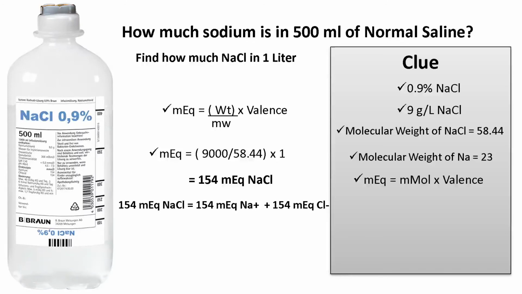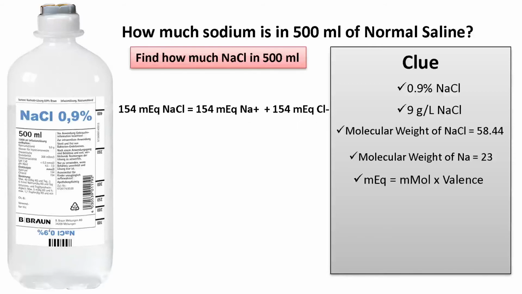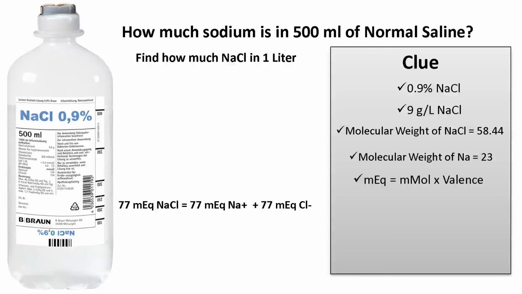Now that was in 1 liter of the solution, but out here we have 500 ml. So in 500 ml, we'll have half the amount of sodium chloride that's in a liter. So that counts to be 77 milliequivalent of sodium chloride. And 77 milliequivalent of sodium chloride will give 77 milliequivalents of sodium plus 77 milliequivalent of chloride ion.